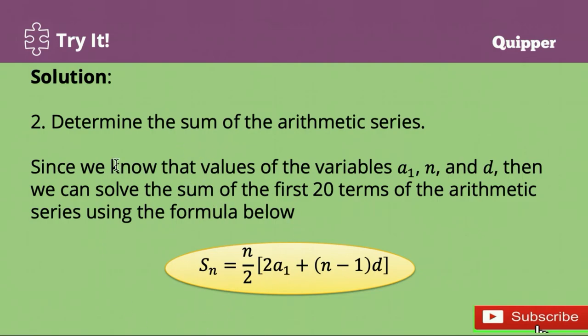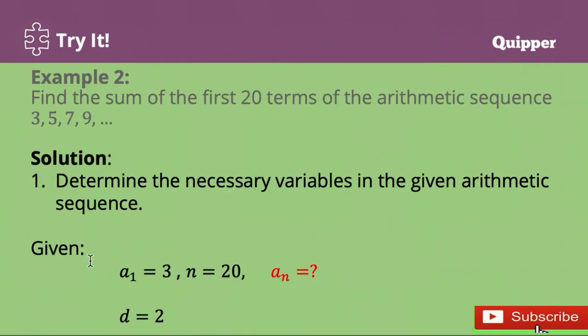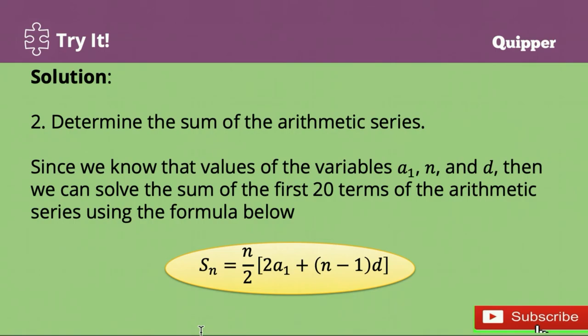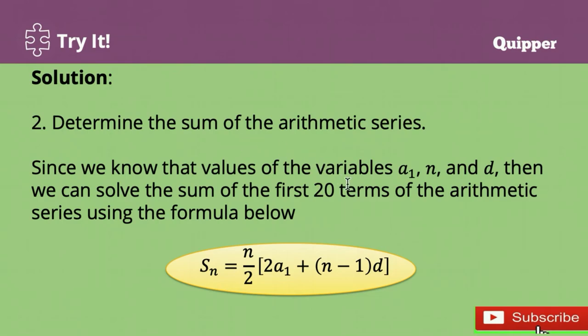Now, next we have determine the sum of the arithmetic series. We already have these necessary values here. Now it's time for us to find the sum of the arithmetic series. Since we know already the values of the variables a sub 1 and the common difference, then we can now solve for the sum of the first 20 terms of the arithmetic series using this new formula. This is just a combination of the two formulas, the formula for finding the arithmetic series and the formula for finding the nth term of an arithmetic sequence. Now, let's derive this first before using it.